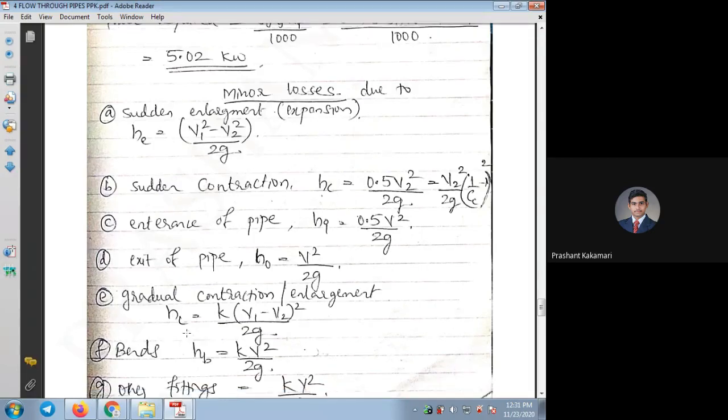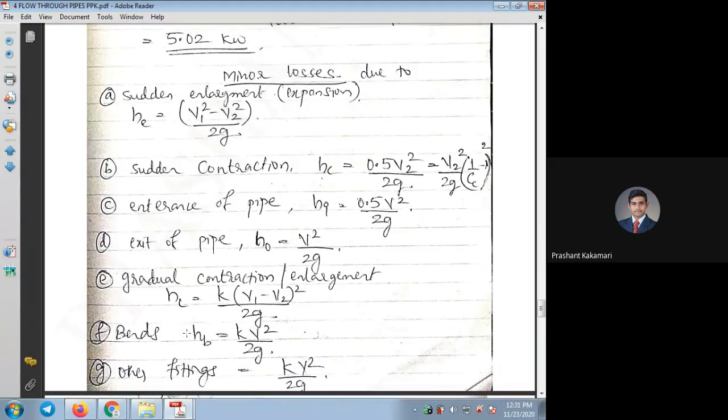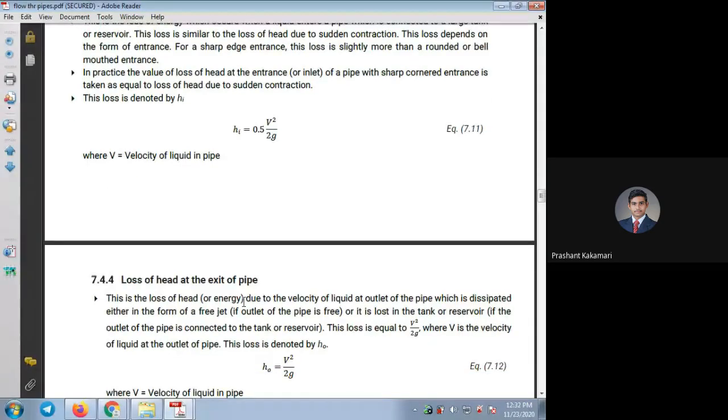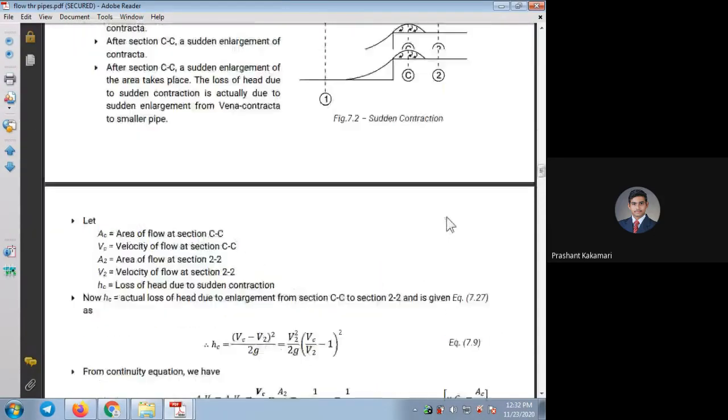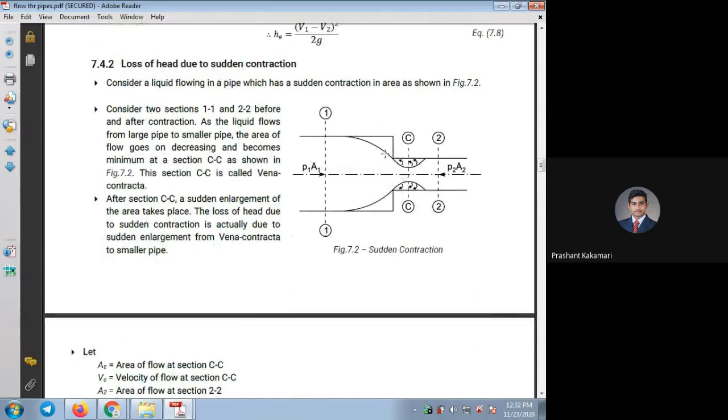The next is gradual contraction or enlargement of the pipe connection. If the pipe connection itself is changing gradually, not a sudden change, then according to the flow, the diameter of the pipe is also changing. See here, as the pipe area is changing suddenly, the flow is not occupying all those corners. So due to this, what will happen? There will be more losses.